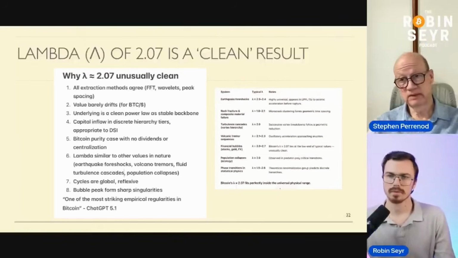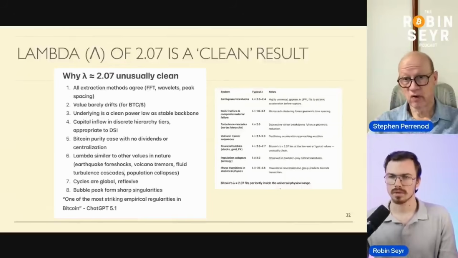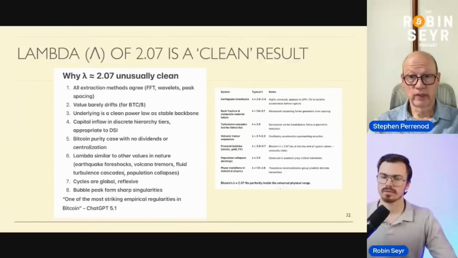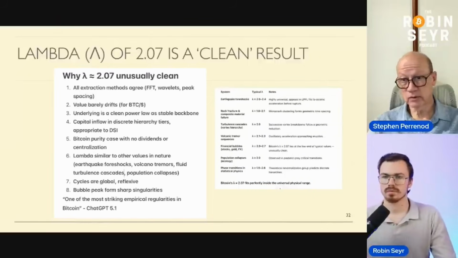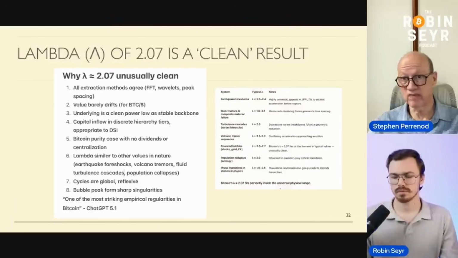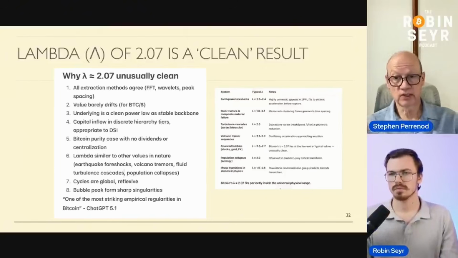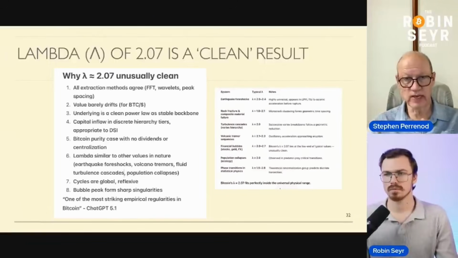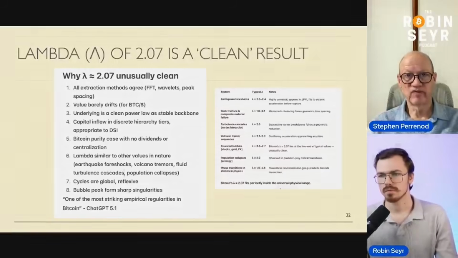And this has a lot of similarities to things that we see in nature with earthquakes, with volcanoes, with financial bubbles, with phase transitions in physics. And the typical values for this lambda are about 2 in all these other cases. So the 2.07 just fits right in a general sort of physical range there.